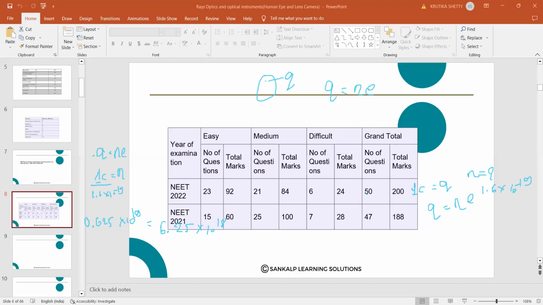Okay, so what about the CGS system? SI system means system international. CGS system means it is centimeter, gram, second. Length is measured in terms of centimeter, mass is measured in terms of grams, then time is measured in terms of seconds. Okay. So this is about the units of the charge.